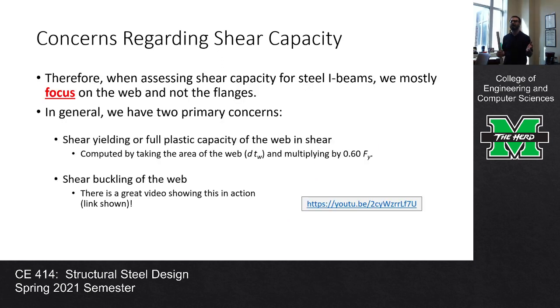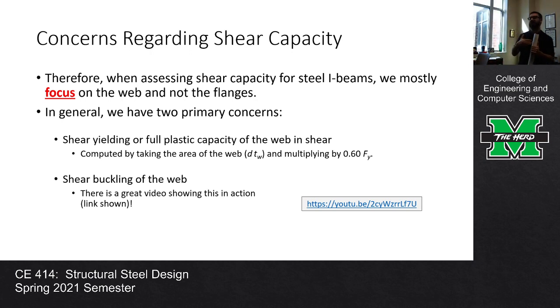So when we look at shear capacity for I-beams, we mostly focus on the web and not the flanges. There are a couple of limits in some of the bridge spec where you have to look at the flange size, but by and large, the web is what matters. And in general, we have two primary concerns.